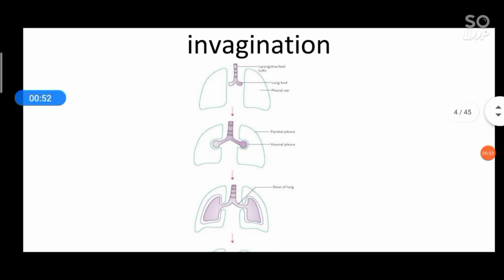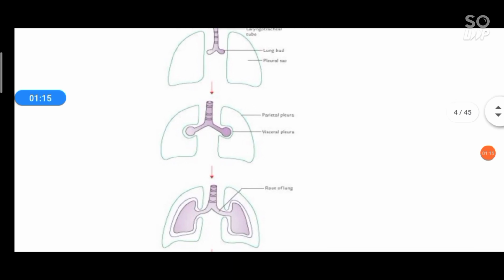Embryologically, you can see the invagination of the lung bud into the pleural cavity. In the green lining, you can see the serous sac, and the lung bud enters from the medial side. The lung bud enters into the serous sac, invaginating it, and there is a visceral pleura. Outside it, there is a parietal pleura.